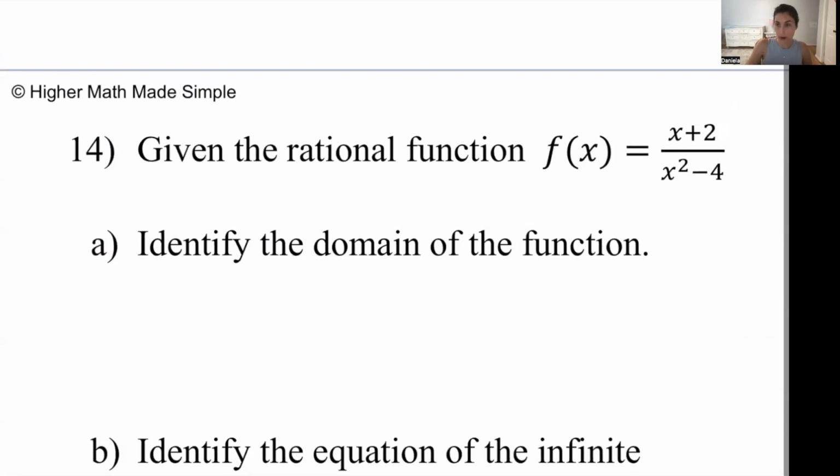I don't know what it is about rational functions, but they're just so much fun for me. I don't know why. So when we're asked to find the domain of the function, remember the domain is the set of all x values. So those are all defined.